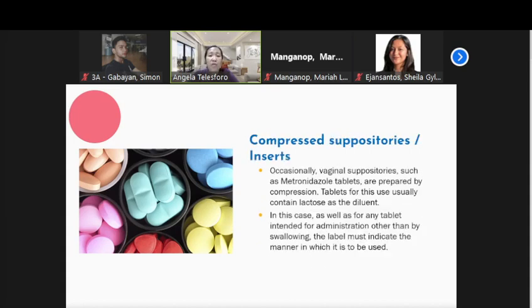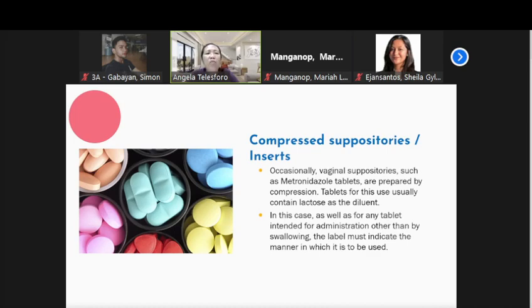Compressed suppositories or inserts. Now, there are tablets that are used to be inserted in the anus, but they are tablets. Kasi ang suppositories, diba, is semi-solid. Alam natin na semi-solid, but may mga drugs na tablets siya, compressed suppositories ang tawag natin, and inserts. So, usually, vaginal suppositories are prepared by compression.